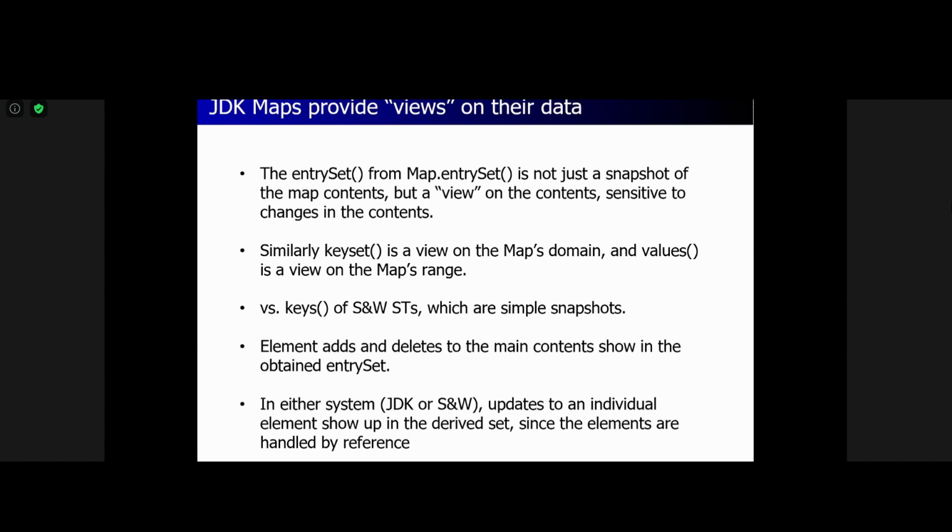Okay. So what does it mean? Let's explore this idea. You can add an element to the main contents. So if you already have a set that you got by calling entrySet, and then someone adds something to the map, then you go and look at the entry set again and you find it.